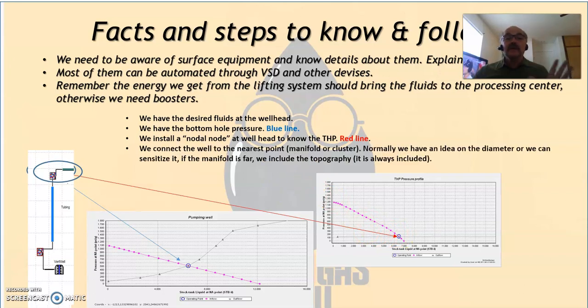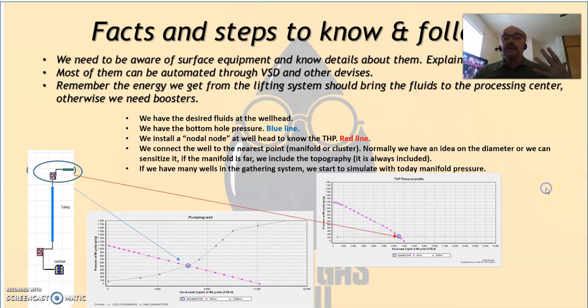So then we connect the well to the nearest point. Where is my fluid going to? I need to know that. If we have many wells in the gathering system, we start to simulate with today's manifold pressure. That's the pressure we're going to start. By the way, we're going to see it in a minute.